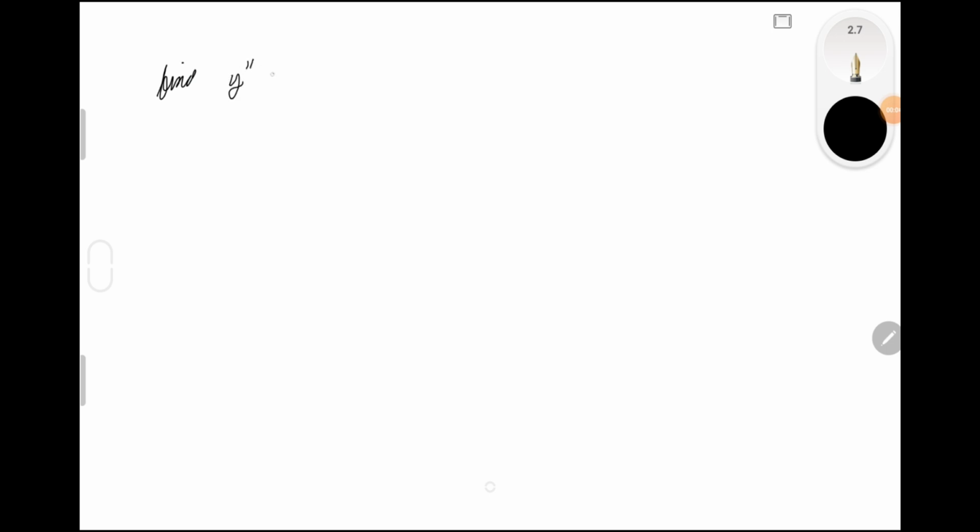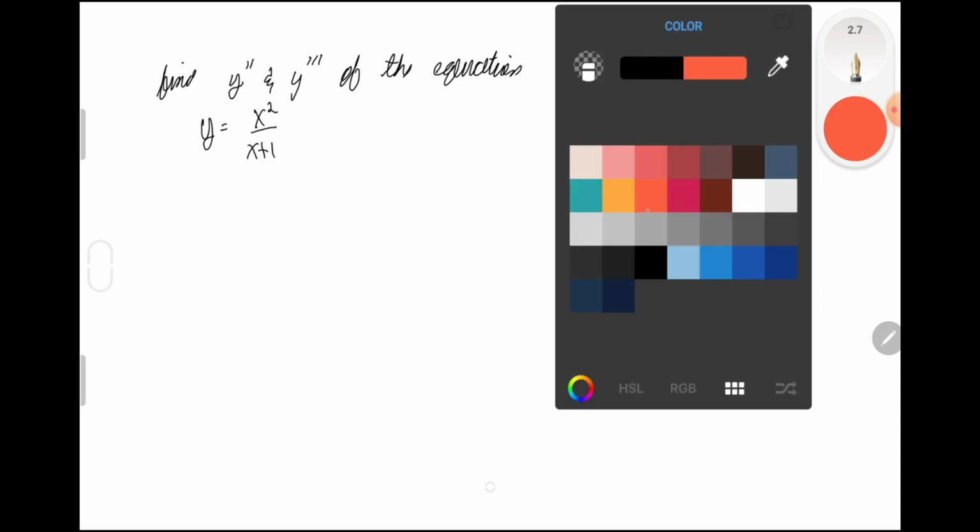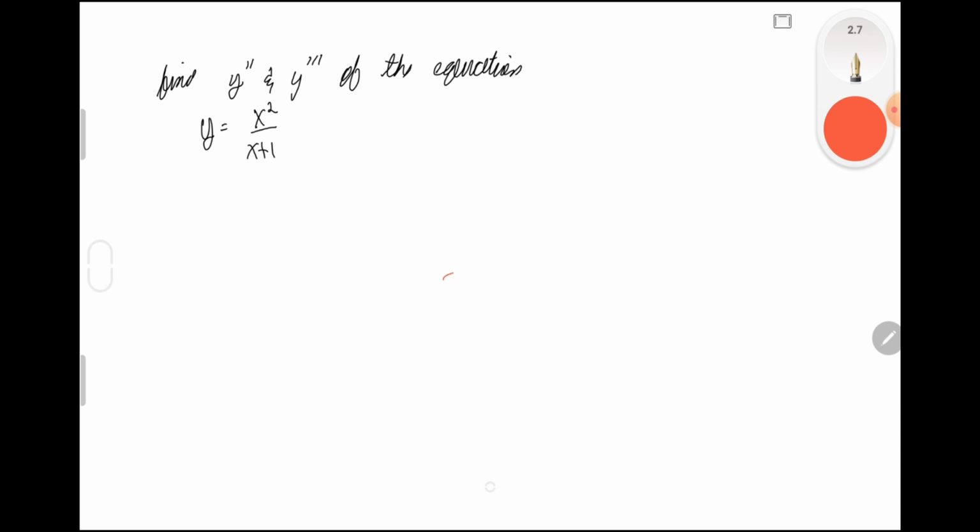Find y double prime and y triple prime of the equation y is equal to x squared all over x plus 1. As you can see, we will differentiate the equation 3 times, because we need the double prime and triple prime.